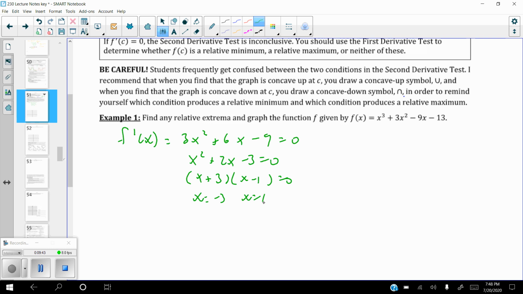Now, here's where the second derivative test is really nice and convenient. If I take the second derivative, now this is going to tell me concavity.